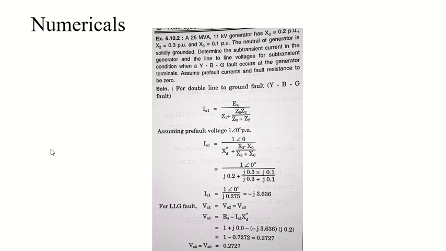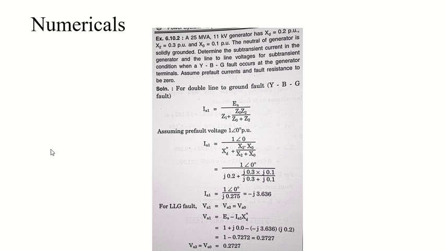And the formula will be the same, based on, remember, when we draw the equivalent circuit for LLG faults, va1 was equal to ea minus ia1 into xd double dash. You already know the value of ea1, you already are aware of the value of xd double dash, and you just calculated the value of ia1. So you can simply find the value of va1, and the value of va2 and va0 will be the same as va1. So no questions there.